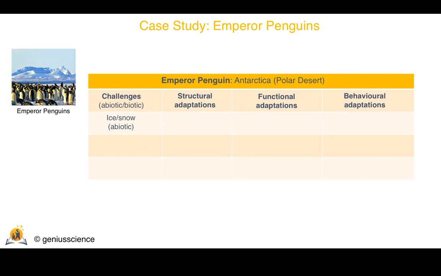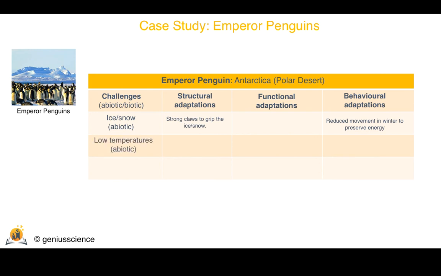A structural adaptation to deal with this challenge is the presence of strong claws to grip. And the behavioural adaptation is that the penguins will reduce their movement in winter to preserve energy. The second abiotic factor, perhaps unsurprisingly considering there's a lot of ice and snow, is the low temperatures.